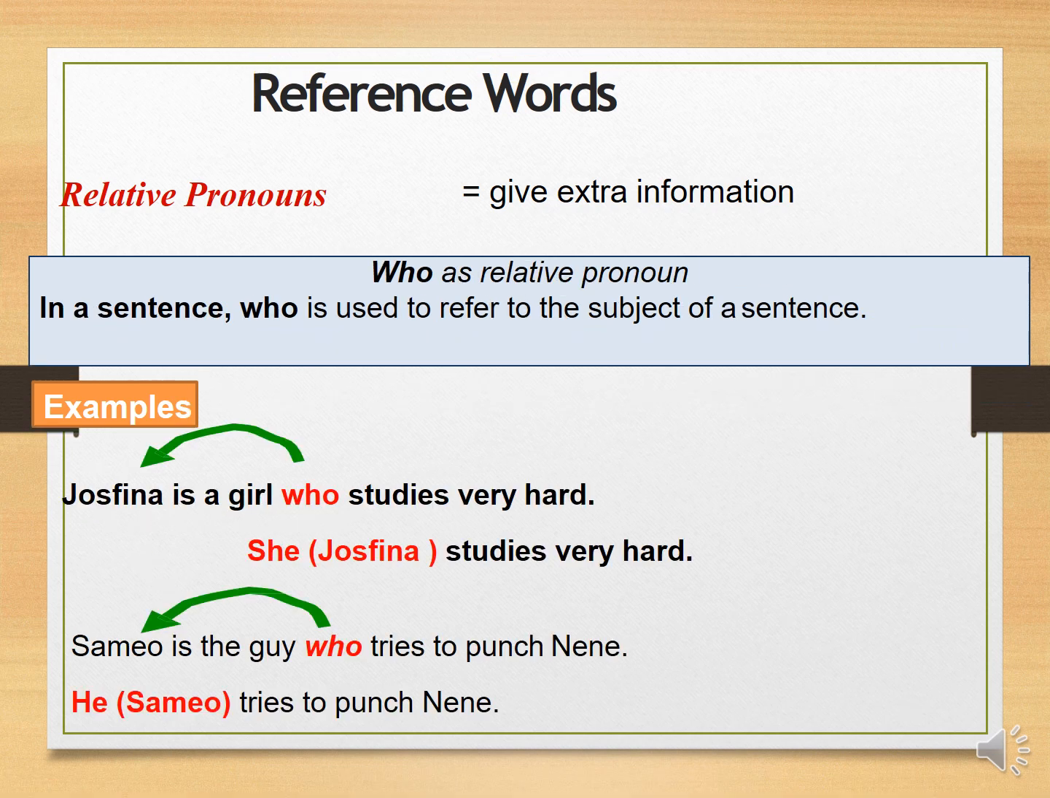And more examples here. Josfina is a girl who studies very hard. She studies very hard. So, she is referring to Josfina. Samuel is the guy who tries to punch Nene. He tries to punch Nene. So, who tries to punch Nene? Samuel. So he here is referring to Samuel.